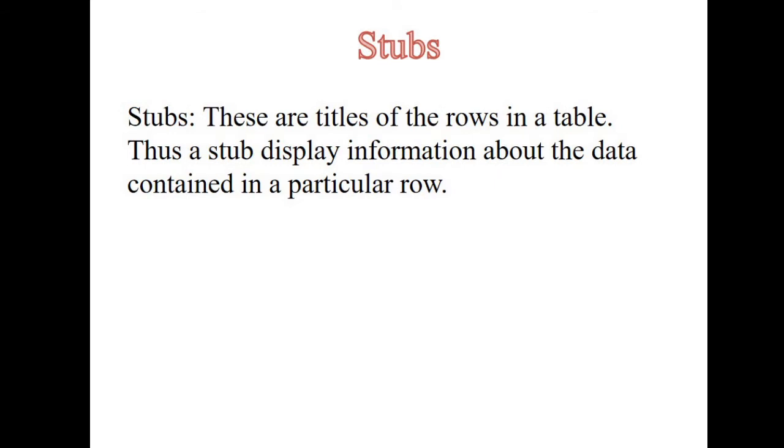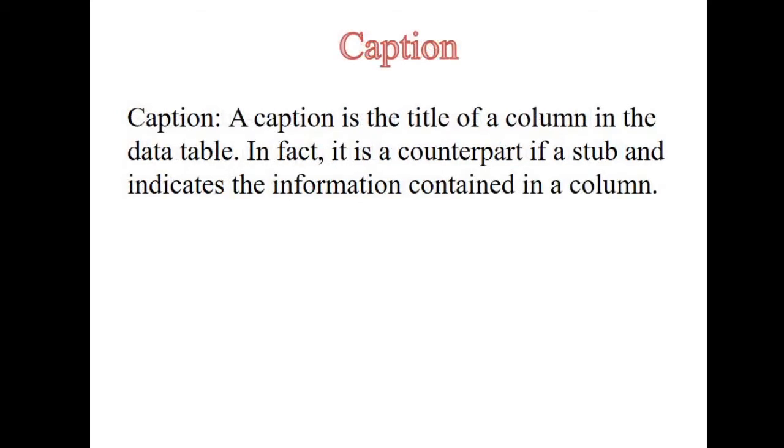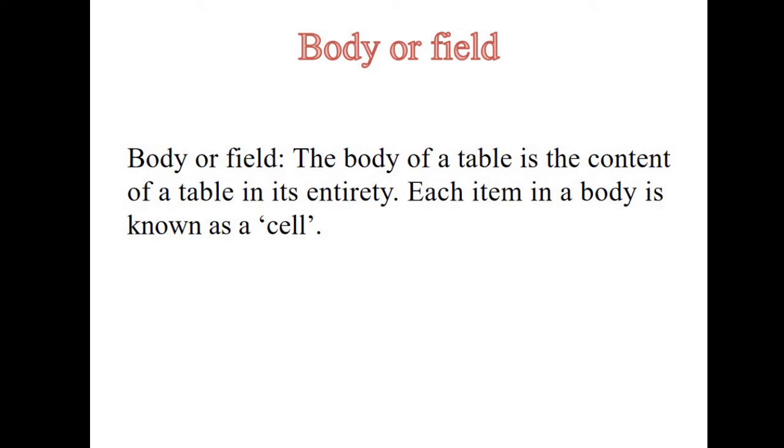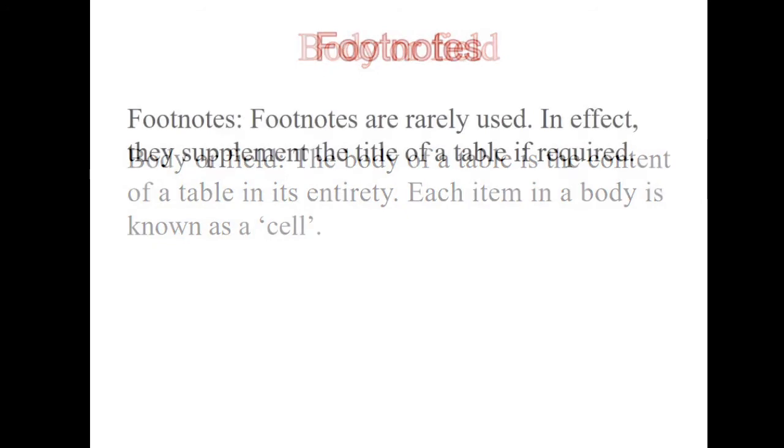What is head note? A head note further aids the purpose of a title and displays more information about the table. Generally, head notes present the units of data in brackets at the end of the table title. Stubs. These are titles of the rows in a table. Actually, row title is called stub. So, it gives the information about the particular row. Column title is called the caption. So, it gives the counterpart of stub and indications about the column. Body or field. The body of the table is the content of the table in its entirety. Each item in a body is known as a cell.